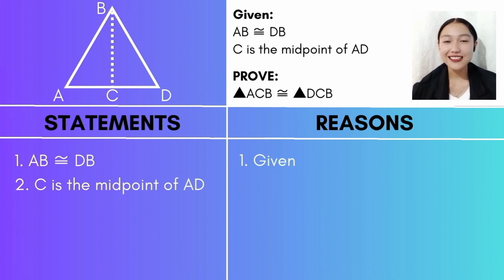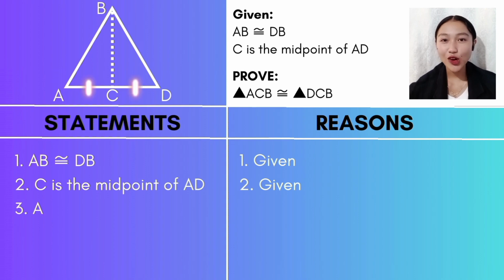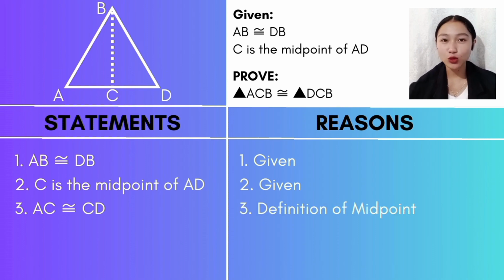Again, this is given. Based on our statement number 2, we know that AC is congruent to CD as per the definition of a midpoint. So a midpoint divides a line segment into two equal parts. So AC and CD are congruent.